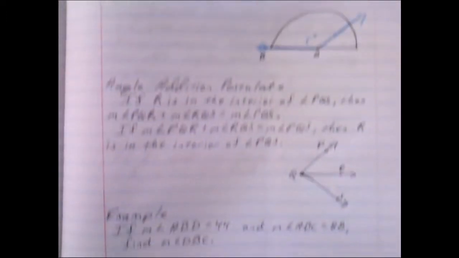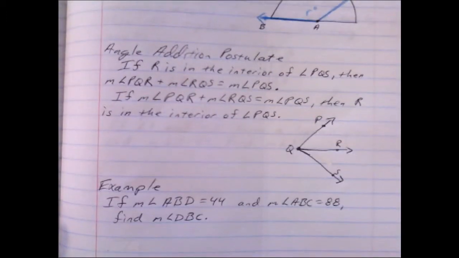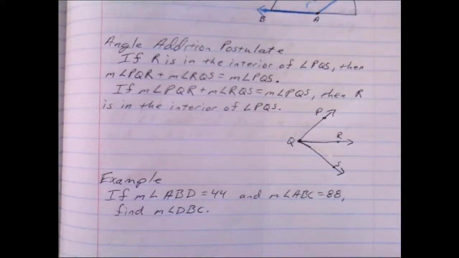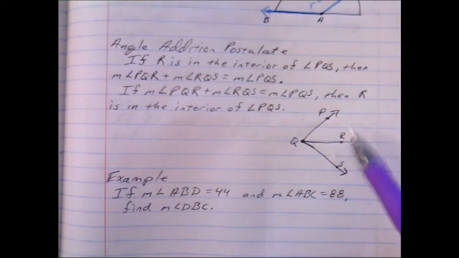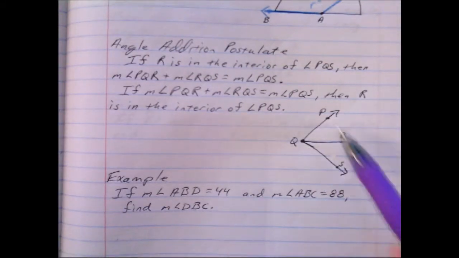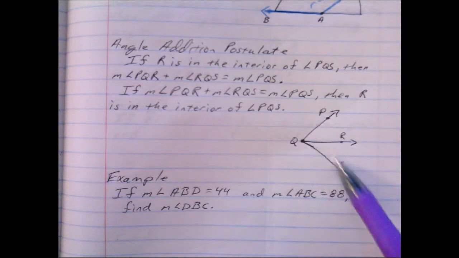So then the next one that we have is our angle addition postulate, very similar to our segment addition postulate. If R is in the interior of angle PQS, then the measure of angle PQR plus the measure of angle RQS equals the measure of angle PQS. So it's saying if R is inside of this big angle, then if we add these two small ones together, we're going to get the big one.